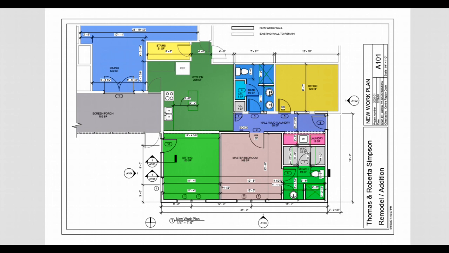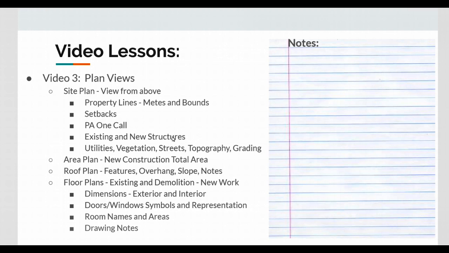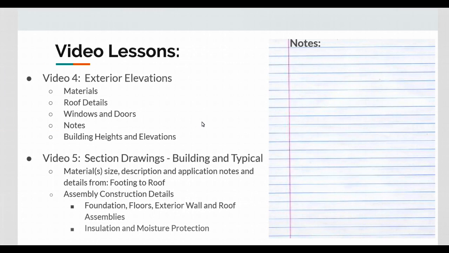That's pretty much it for floor plans. You may see floor plans that have more details on it. You could definitely see floor plans that have a lot less details on it. This is kind of right in the middle. It shows what it needs to be approved by code. And so the next thing that we're going to look at in video 4 are exterior elevations.